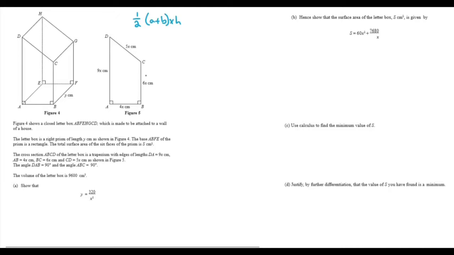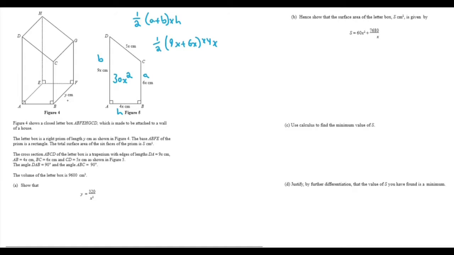In this case, your 6x and your 9x will be your A and your B, and the 4x is going to be the height, because they're the parallel sides, and this is the distance between them. So altogether, we get a half of 9x add 6x times by 4x. Work this out, and you end up with an area of 30x squared here.